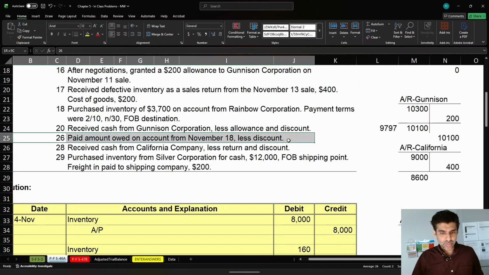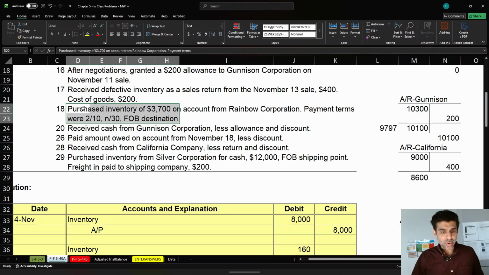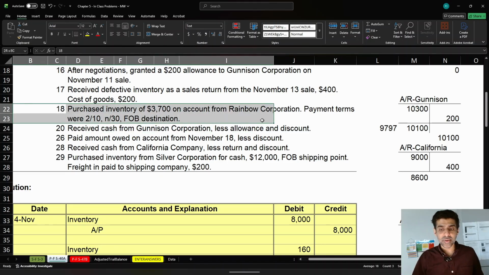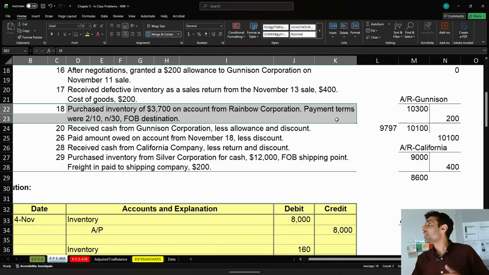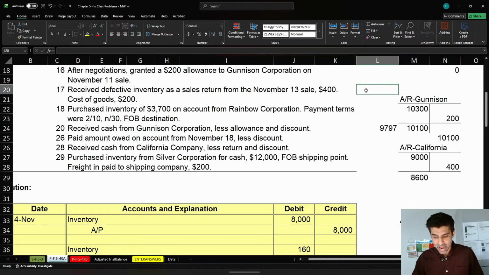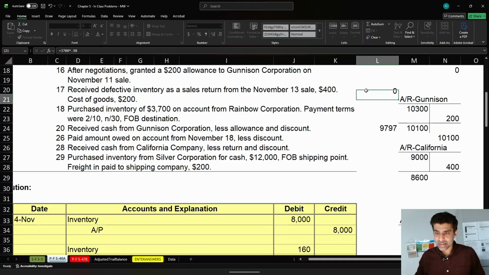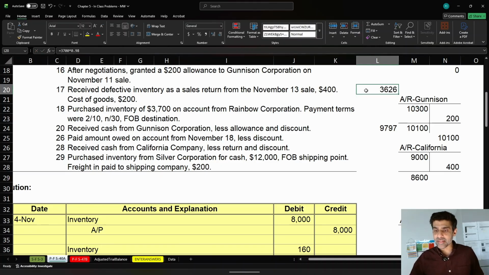Okay, we paid off the amount owed on this one. We're getting a 2% discount because we had it till the 28th. And again, this is a discount that we're taking as the purchaser of inventory. So this is going to be different, where we're going to deal with our inventory balance, right? So I just want to figure out how much cash I'm paying. So I do 3,700 times 98.98. So this is 3,626 is how much cash I'm going to pay.